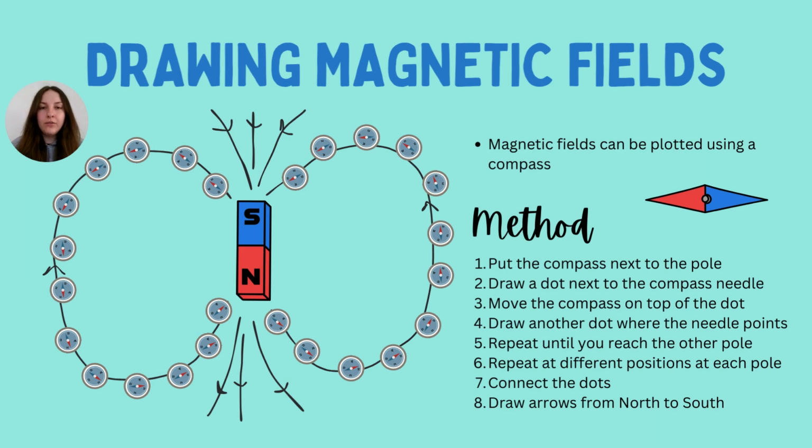Once you've done this and you've got a few different lines like you have here, you simply want to connect those dots in a nice smooth line using that pencil. And then you want to draw your arrows on. So it should point from north to south. And there you have it. You've got your magnetic field lines drawn.